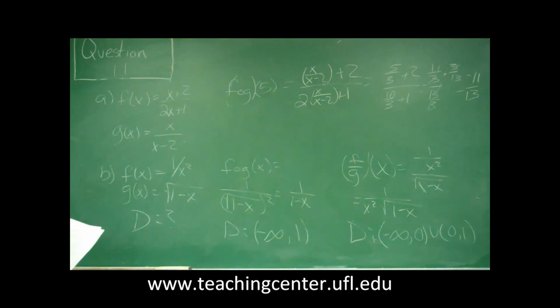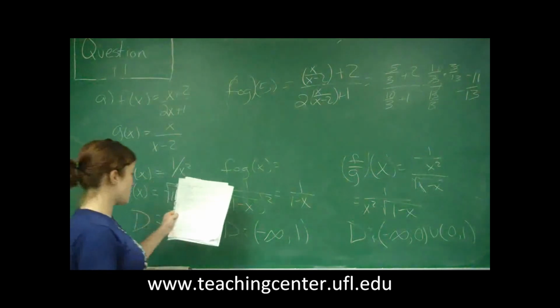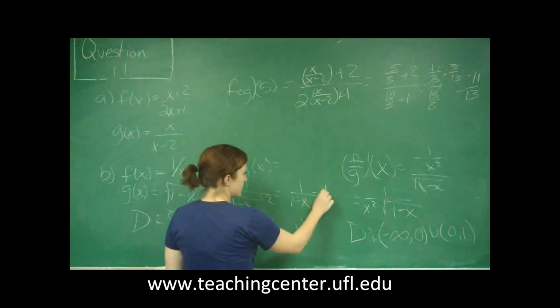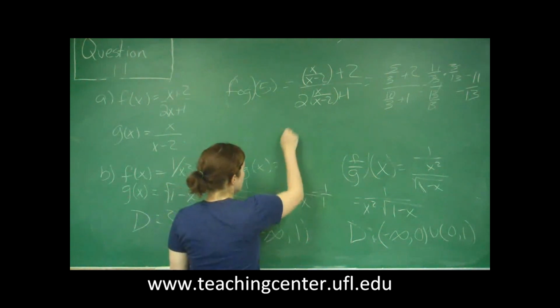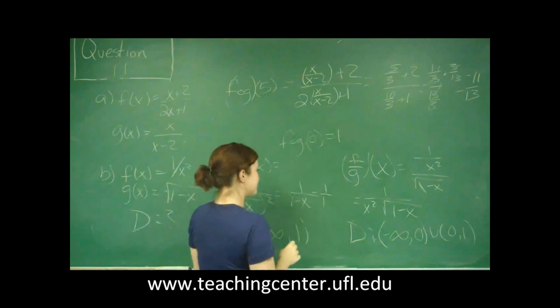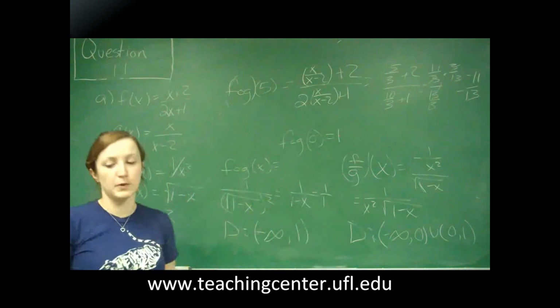Oh wait, and there's one last part. It wants you to find f of g of 0. So here, we're going to plug in 0, and you get 1 over 1. So f of g of 0 is equal to 1. And that is problem number 11.